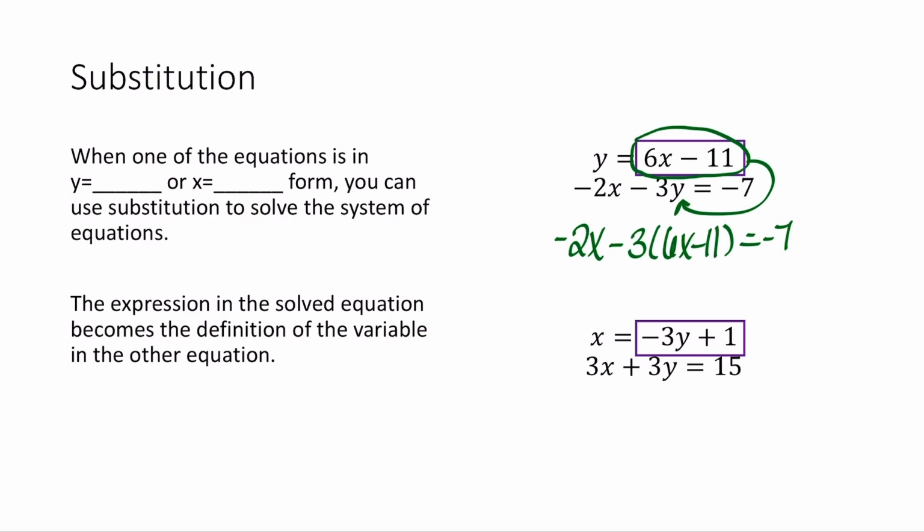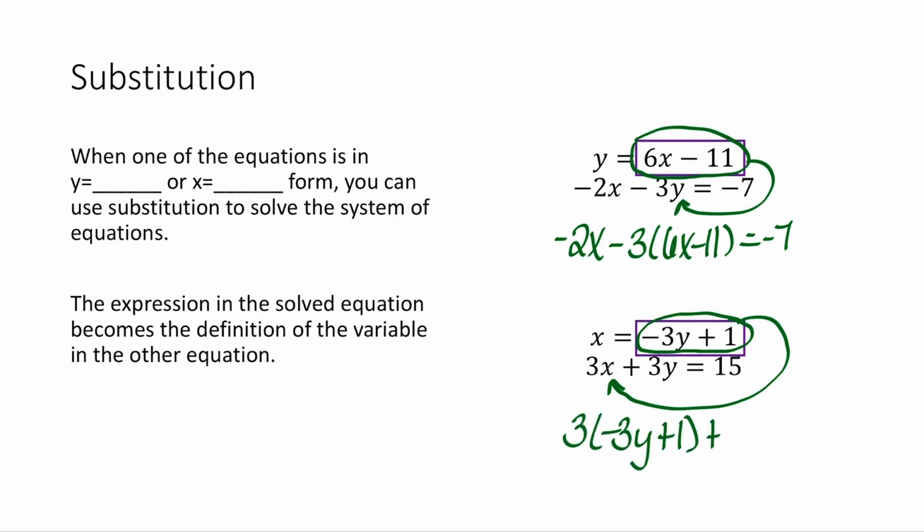Similarly, in the second system, if I have x equals negative 3y plus 1, that whole entire negative 3y plus 1 will take the place of x in the second equation. So I have 3 times negative 3y plus 1 plus 3y equals 15, which is an equation I can now use to solve for y. We'll work on solving these two systems a little bit later in this lesson.